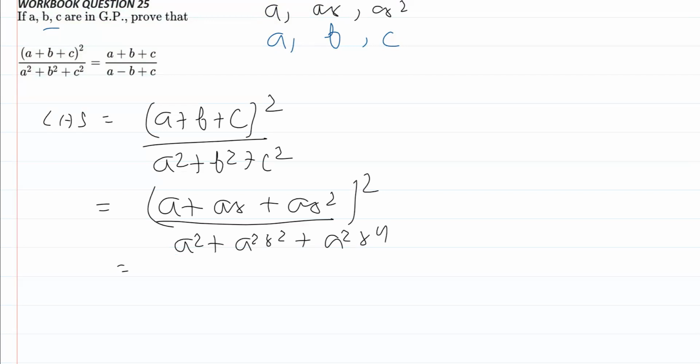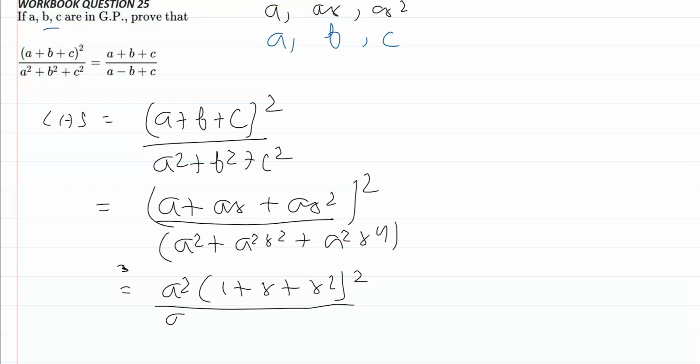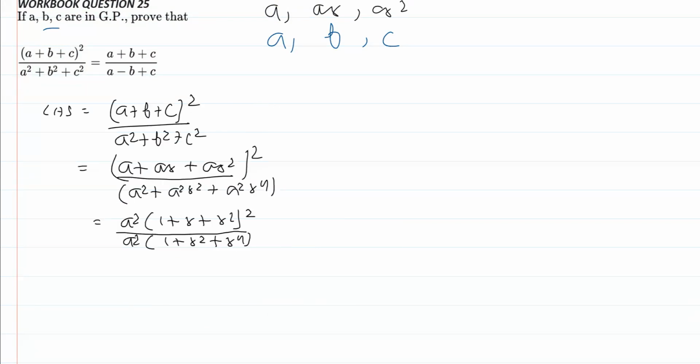Now, as you can see, we are getting something common here. A is common in the numerator, but if it comes out of the bracket, it will become a square. So this is a square. If I take it common, I'll get (1 plus r plus r square) whole raised to the power 2. And a square is common in the denominator, so this should be written as 1 plus r square plus r raised to the power 4. So you see that a square and a square get cancelled.